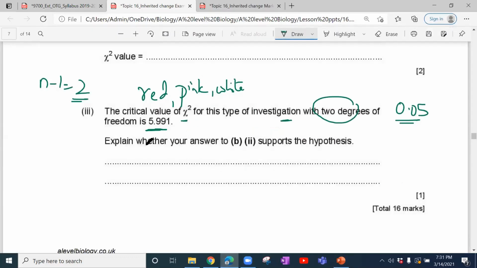Now they're saying explain whether your answer to B, your calculated answer, supports the hypothesis or not. So remember, if our answer is more than 0.05 or 5%, we accept the null hypothesis. This is a 1 mark question and they are asking whether it supports. So first you will write yes you support, or you accept, or whether you reject. It totally depends upon your answer. In this case we are supporting, but then you have to give the reason as well. Why are you supporting it? You will not get the 1 mark just for saying you're supporting it.